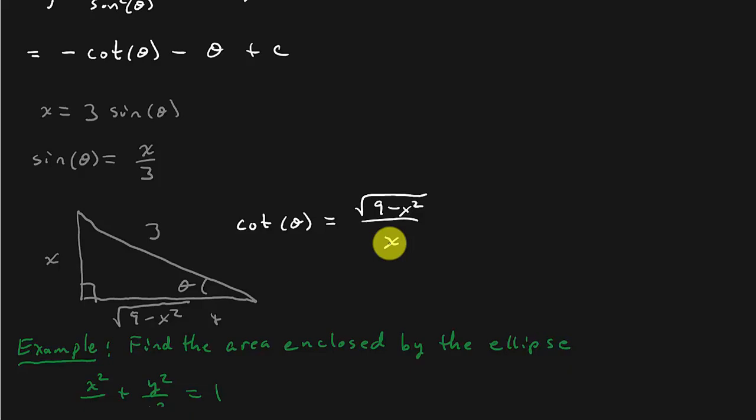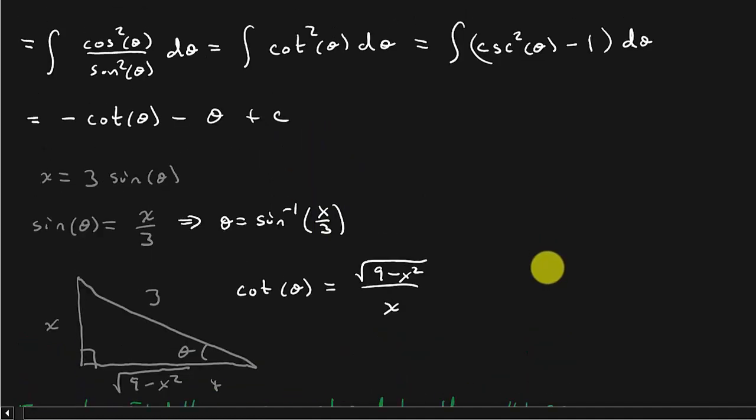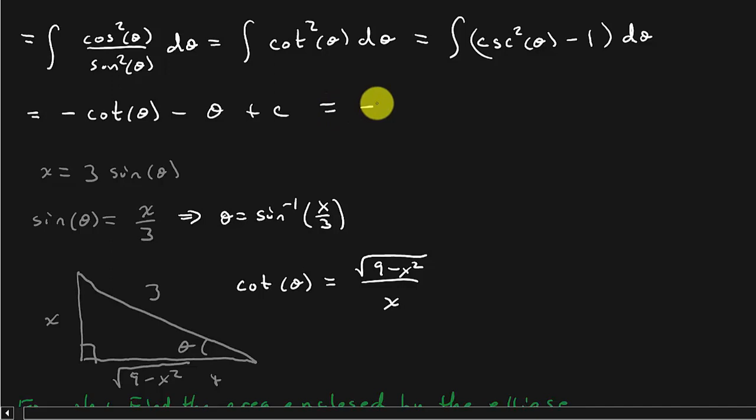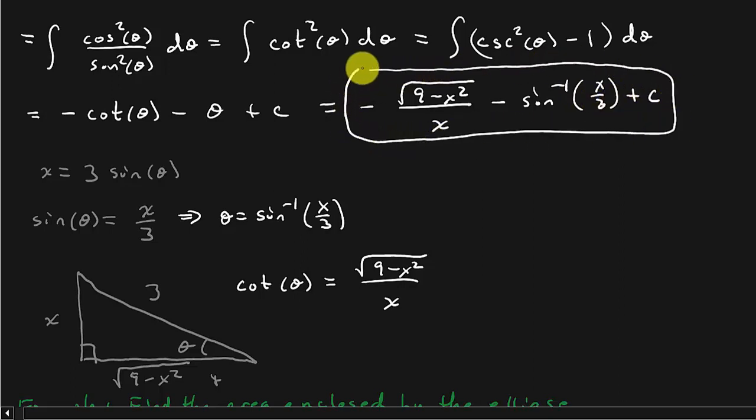And then what do I need? So I've got this. Now I need to know what theta is. Well, I've got sine theta is x over 3. So this tells me theta is the inverse sine of x over 3. And so my final solution is negative square root of 9 minus x squared over x, minus inverse sine of x over 3, plus c. And there's my answer.